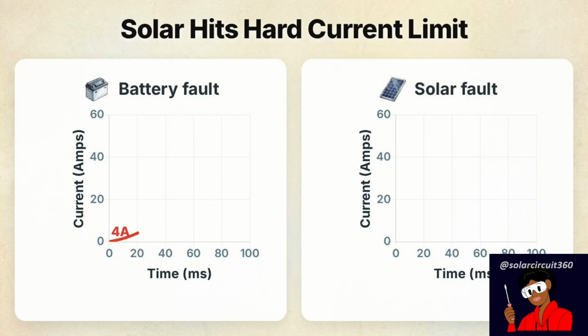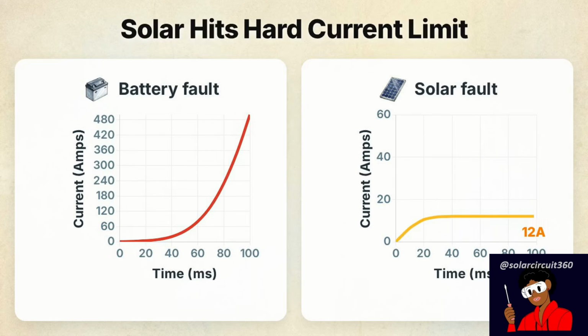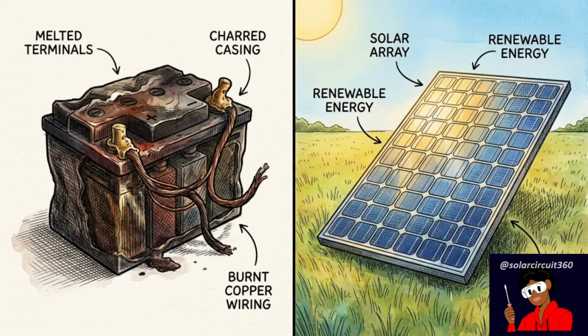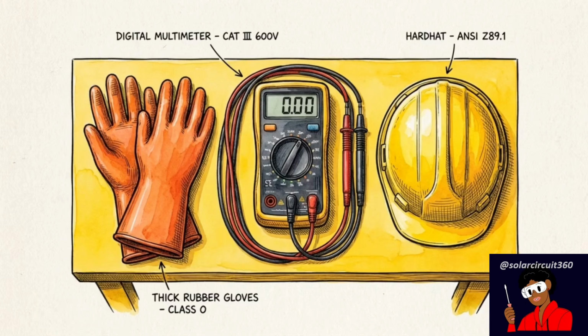A battery operates on an exponentially rising curve during a fault. A solar panel is a current-limited device. Its output rises briefly and then hits a hard mathematical ceiling. To understand why a photovoltaic module survives a state that destroys a battery, we have to map the electrical physics occurring inside the panel during a short circuit. This physical behavior governs the methods used for solar system diagnostics and worksite safety.